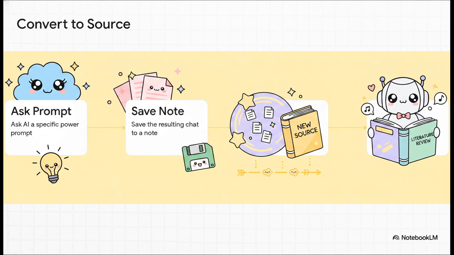Step 1, ask the AI a highly specific power prompt in the chat. Step 2, save that incredible answer to a note. Now, Step 3, this is the absolute game changer. Click Convert to Source. This takes that highly distilled summary and turns it into a brand new foundational document. Then, Step 4, deselect all your raw PDFs. Select only those synthesized notes you just created, and then ask it to generate your literature review chapter. It condenses the information in a way that actually finally makes sense.